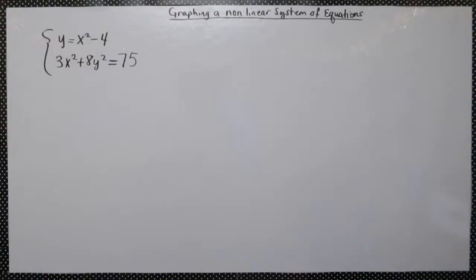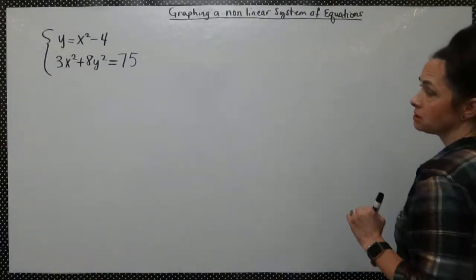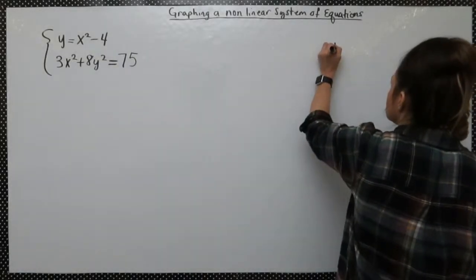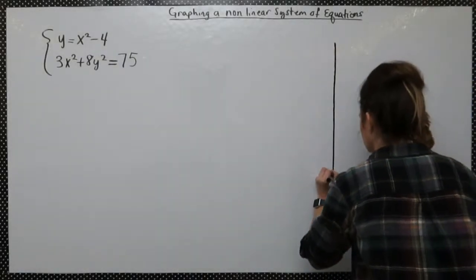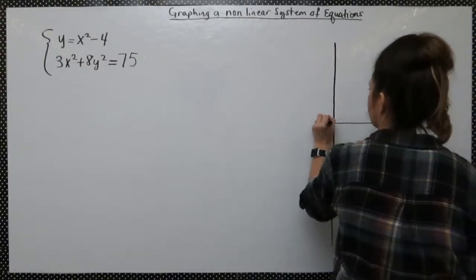But that's okay, because I don't need all of that to sketch an accurate graph of either one of these equations. And so I'm going to go ahead and get my Cartesian coordinate system out and sketch that.